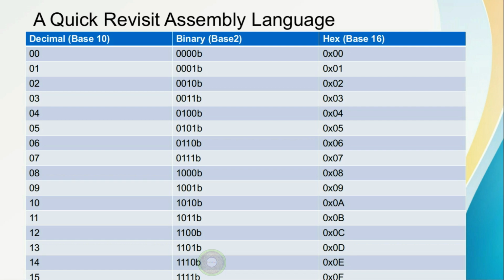But now we're going to see the binary, which is base 2, and it's 000b is 0, 001b is 1, and 010b is 2, and you can see all the way to 15, which is 1111b. So that's what the computer understands. Computers only understand binary, base 2, either 0 or 1.